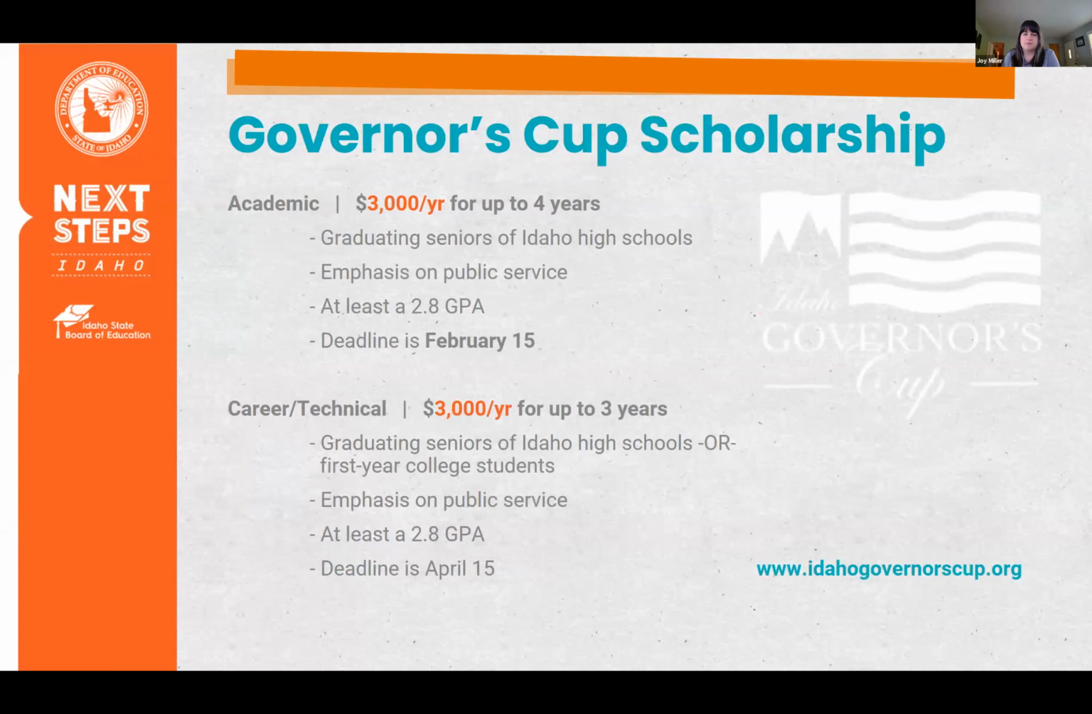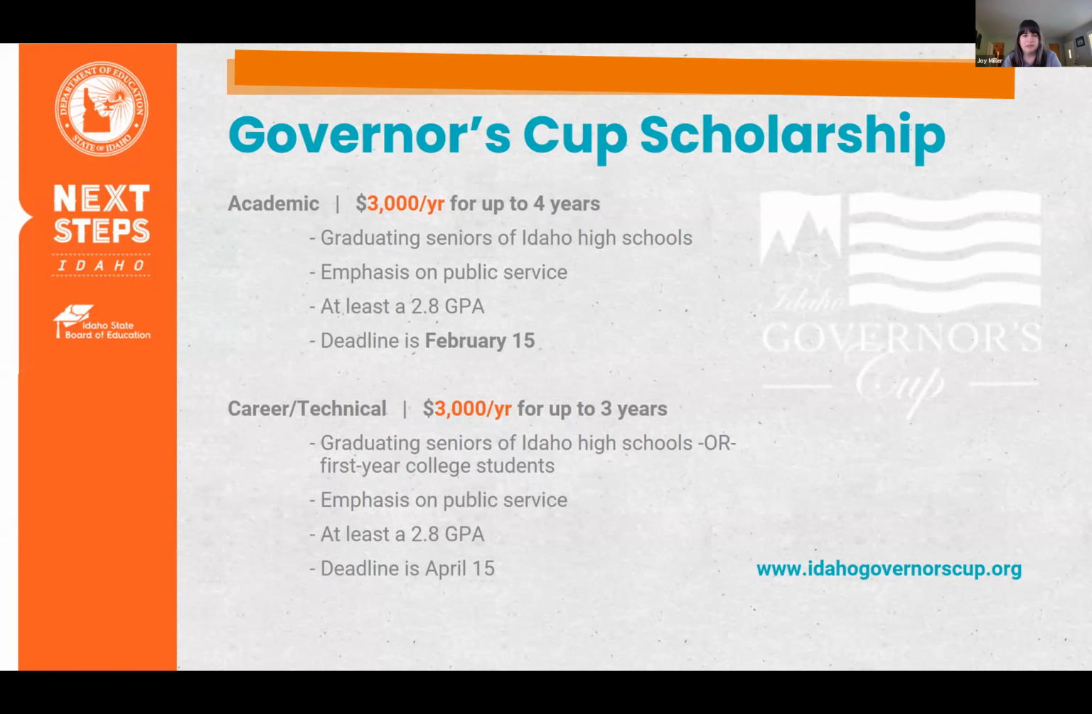So the Governor's Cup Scholarship and post-secondary credit, it will be up with Opportunity. All these scholarships, except for this Governor's Cup, should be open in October along with Opportunity. So the Governor's Cup, there are 2 different types of Governor's Cup. There's academic, for those students going into academic programs for 4 years. It's for graduating seniors of Idaho high schools.